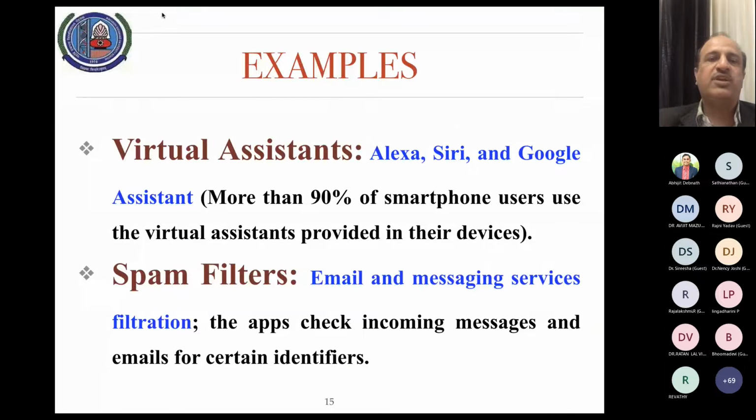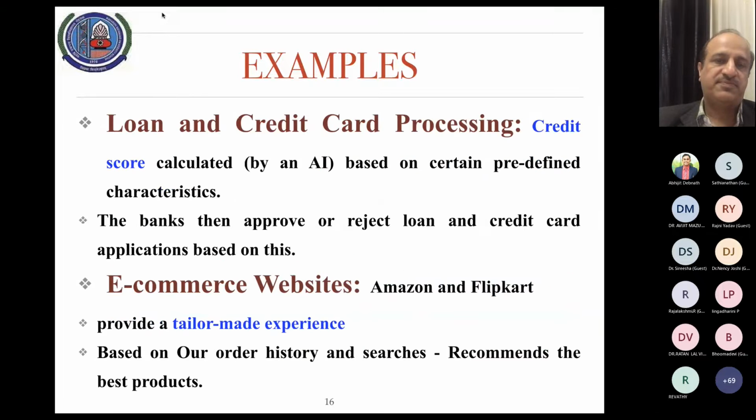I have given you the examples: Alexa, Google Assistant. More than 90% of smartphone users use these. By their voice, they can command their mobile. Say, call so and so. Give me the path from this place to that place. Email and messaging services filtration, all that is AI based.